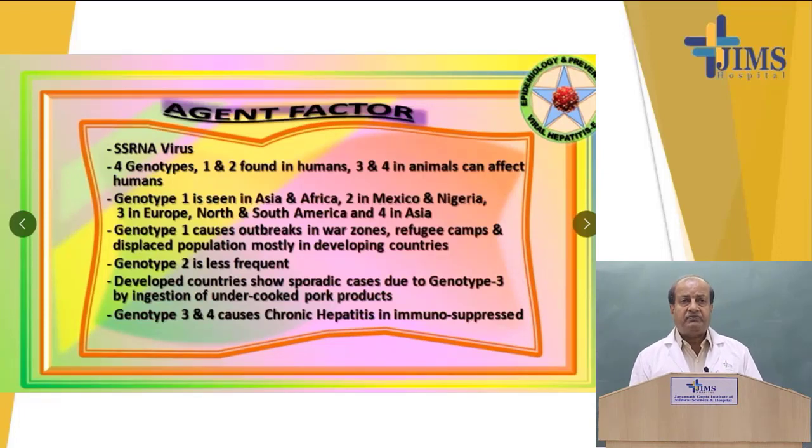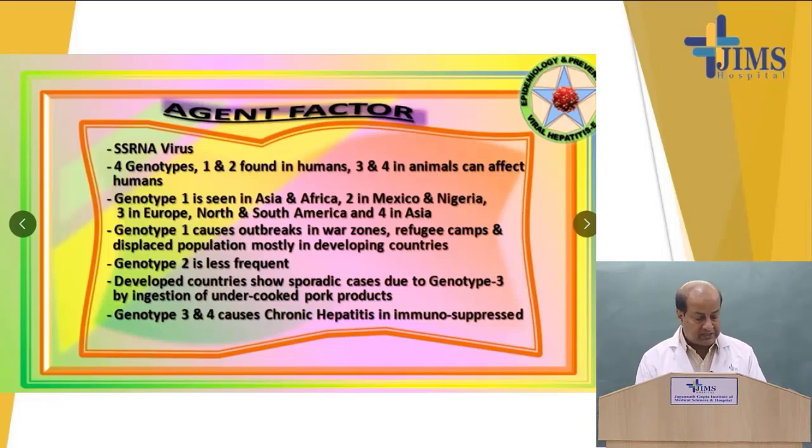We talk about the agent factor. I have already described that it is a ssRNA, or single-stranded RNA virus. It has 4 genotypes. Genotype 1 and 2 are found in humans, and 3 and 4 are found in animals. These animals are mainly the pigs, the deer, and maybe the wild boars. Genotype 1 is seen in Asia and Africa, whereas 2 is seen in Mexico and Nigeria, 3 is seen in Europe and North and South America, and 4 is again seen in Asia.